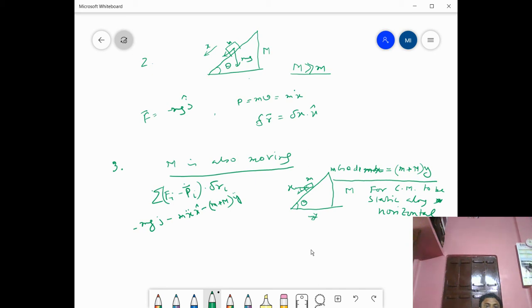Right, and the corresponding displacement will be, say, delta y. This displacement is delta y, the vector side. And this displacement will be delta x, right? So this will be equal to 0.